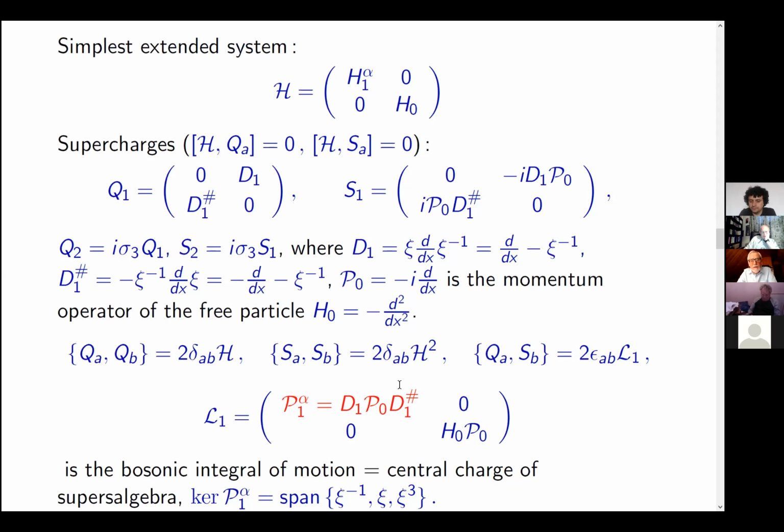And it is important that each time the Lax-Novikov integral of motion is, as I mentioned before, a differential operator of odd differential order. And it means that always, if you have a similar superextended system, one pair of the supercharges will be matrix differential operators of even differential order, and another pair of supercharges will be matrix differential operators of odd differential order.